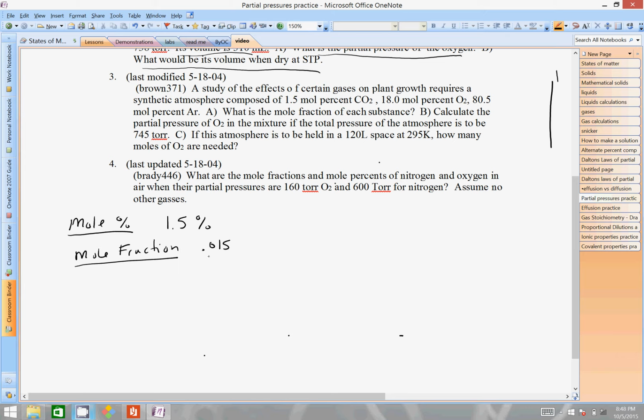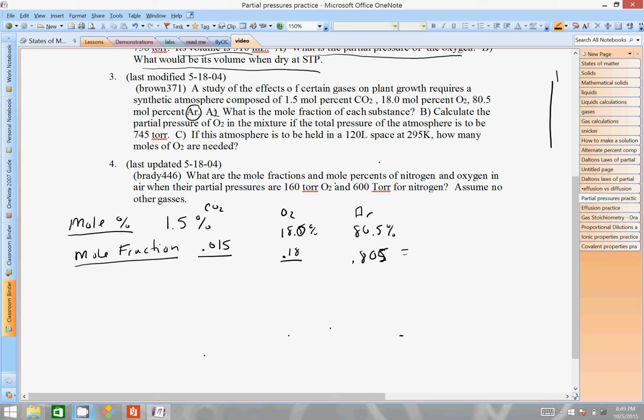So what's the mole fraction of each? This one is the mole fraction of the CO2. The O2 is 18 mole percent, and that's 0.18 mole fraction. And then the argon, 80.5 mole percent. Apparently they're going to use argon as an inert gas rather than one that would involve nitrogen gas, but either way, we'll go with what the problem says here. That would be 80.5%, which is 0.805 mole fraction. And note these should add up pretty close to 1. If they don't, that's okay, but pretty close to 1.